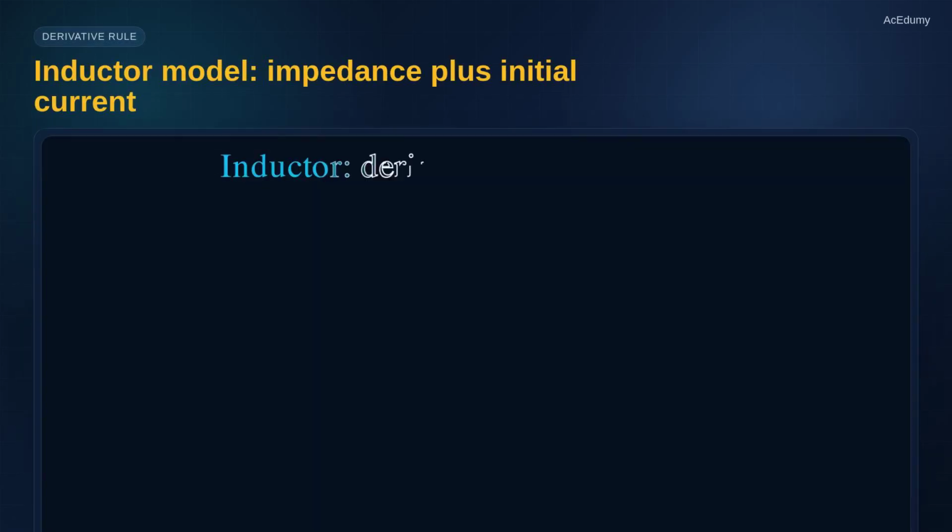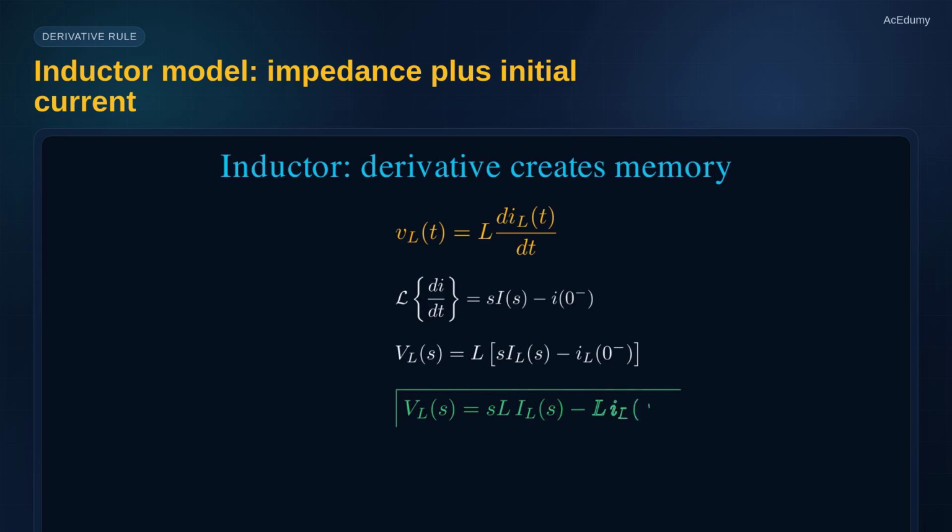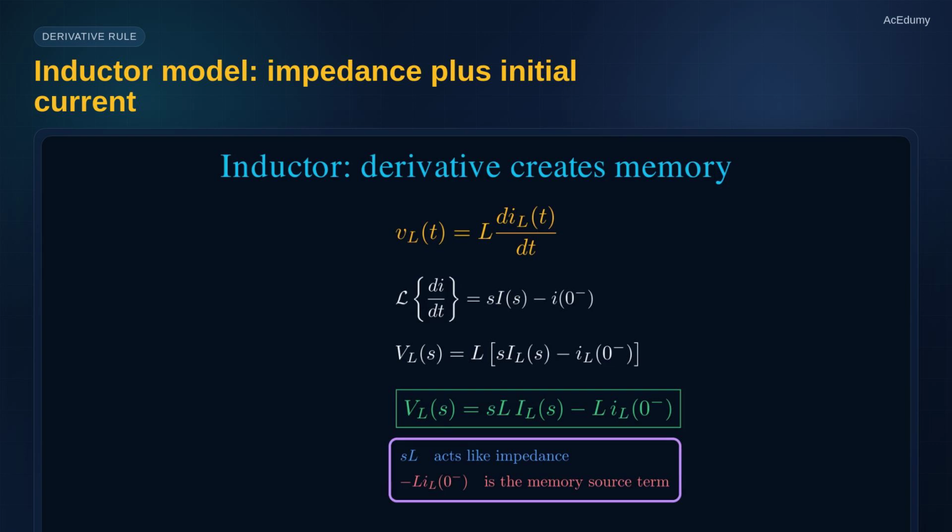For an inductor, use the passive sign convention. Current enters the positive voltage terminal. The time domain law is VL equals L dIL over dt. The Laplace derivative rule gives VL of S equals L times S IL of S minus IL of 0 minus. So VL of S equals SL IL of S minus L IL of 0 minus. Read this as an impedance SL plus a series source term caused by the initial current. The inductor is not only an impedance, it also remembers its current before switching.